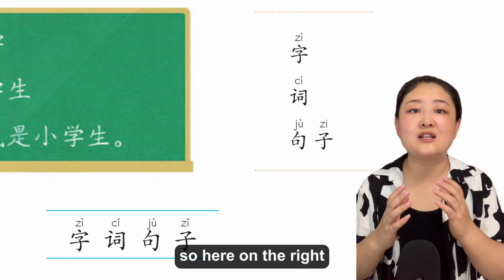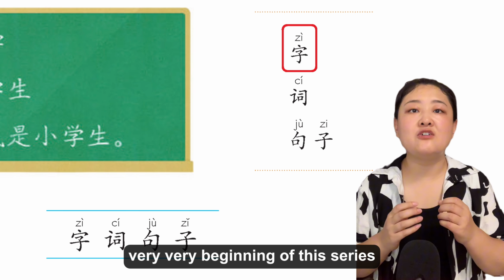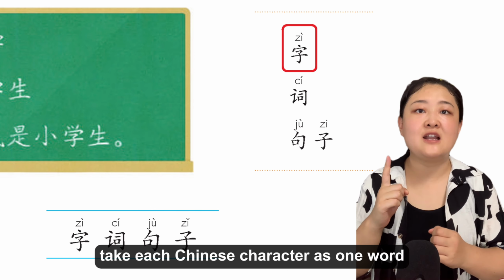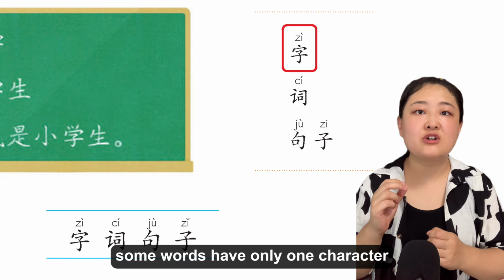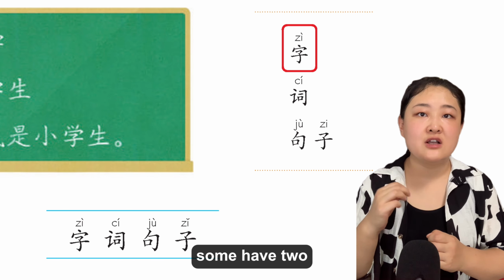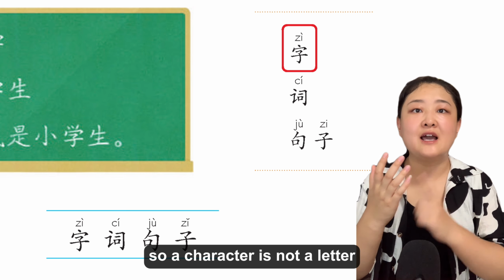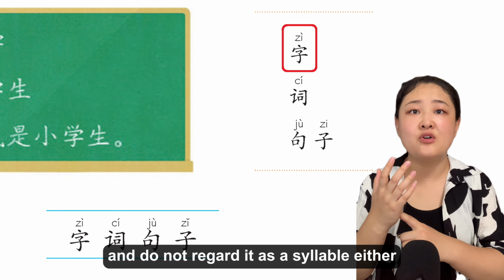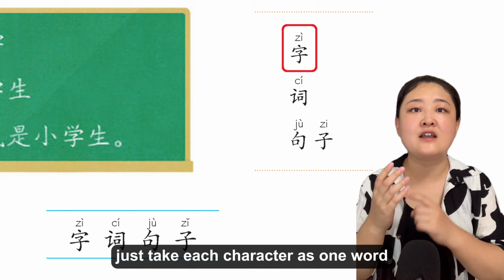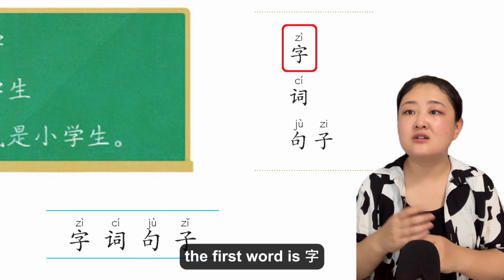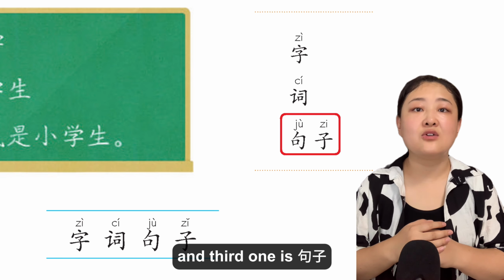So here on the right we have these words. The first word is 字, as I said at the very beginning of this series, take each Chinese character as one word because it has meaning. Chinese characters are not letters. Some words have only one character, some have two, some have three, some have four, some have even more. So, a character is not a letter, and do not regard it as a syllable either. Although each Chinese character does have one syllable, but don't regard it as a syllable. Just take each character as one word. The first word is 字, and the second one is 词, and third one is 句子.